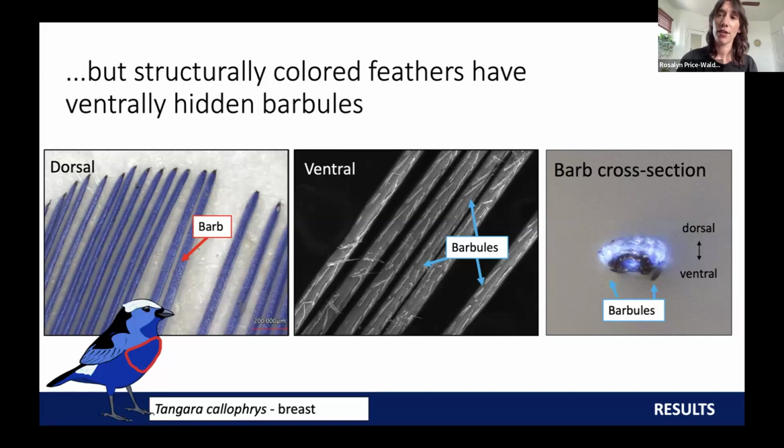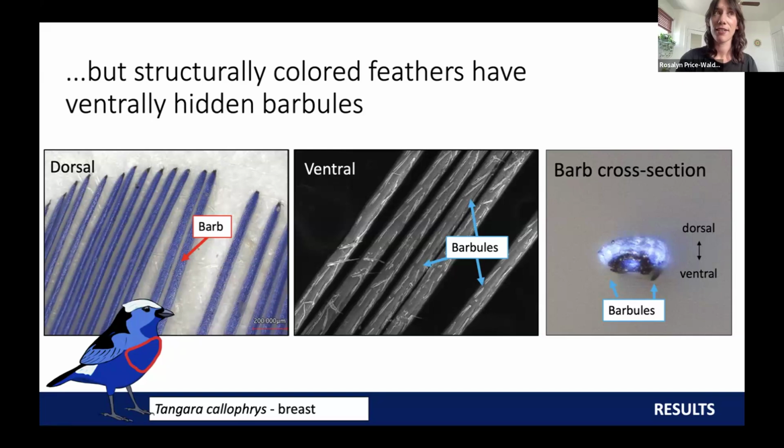So this suggests that structurally colored feathers are actually doing something entirely different than carotenoid feathers developmentally to hide their barbules, and that these two types of feathers have independently evolved modifications to enhance feather color via alternative developmental mechanisms. So this is a really interesting example of convergence, but we also all just thought the ventral barbules were really weird and cool and sort of mysterious from a developmental perspective.